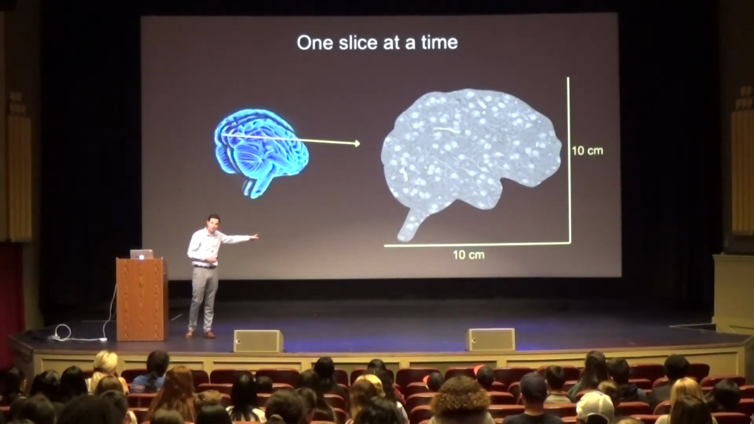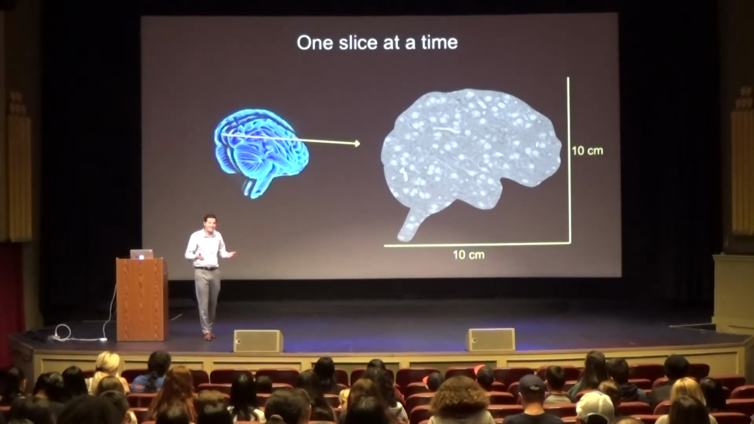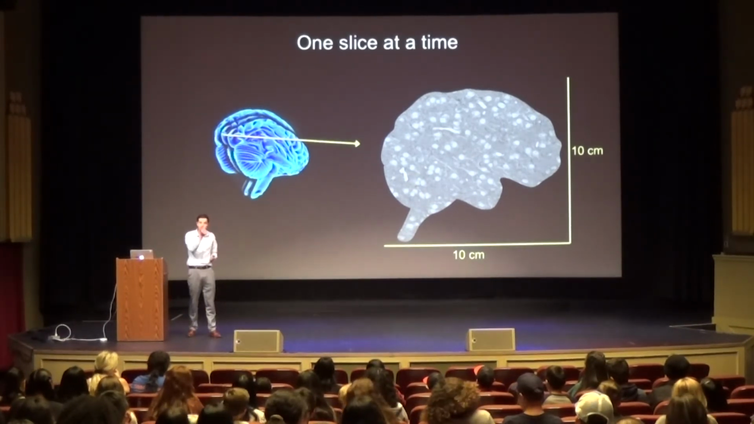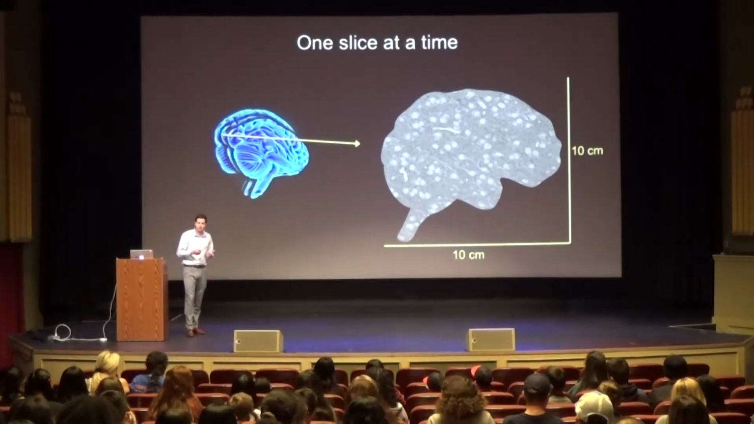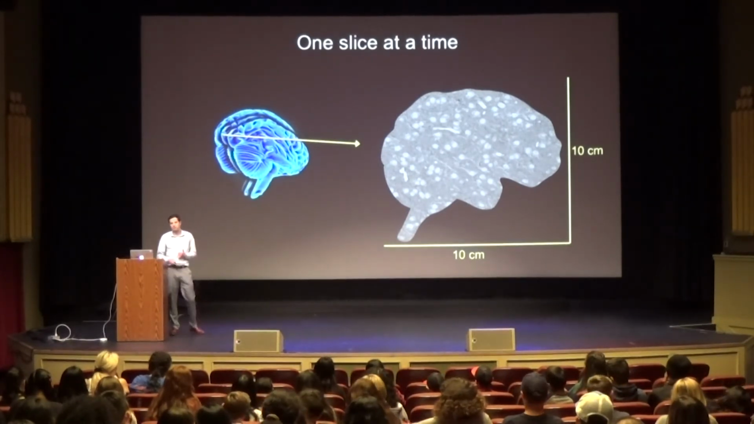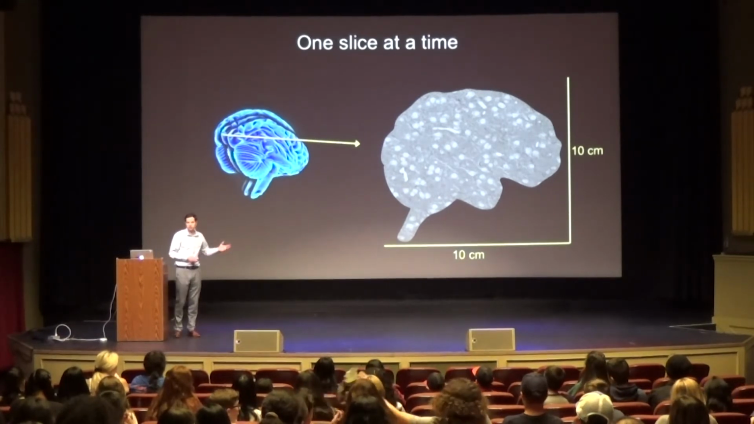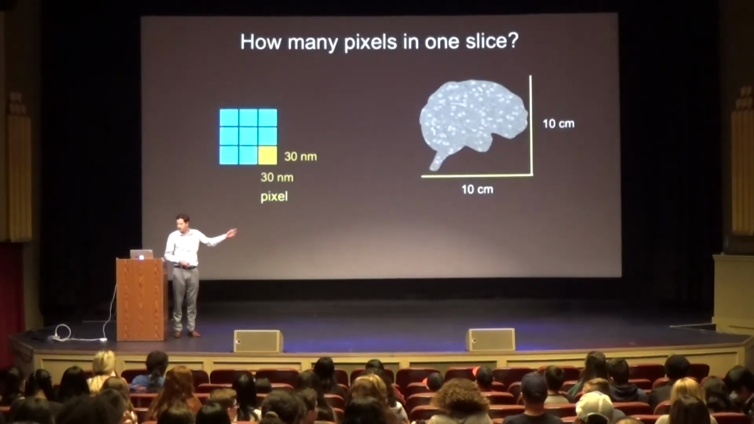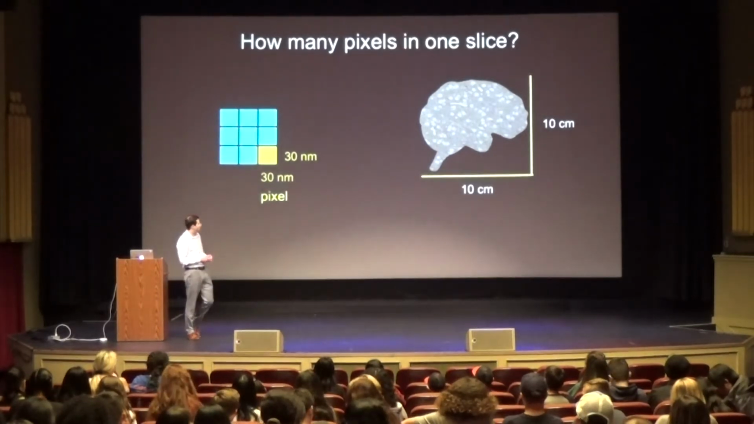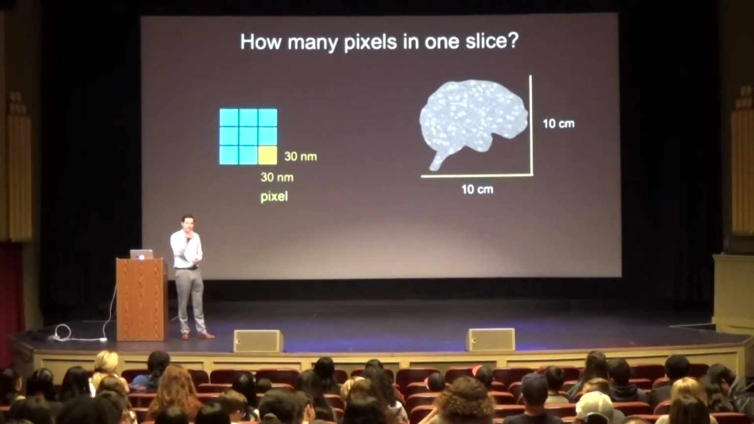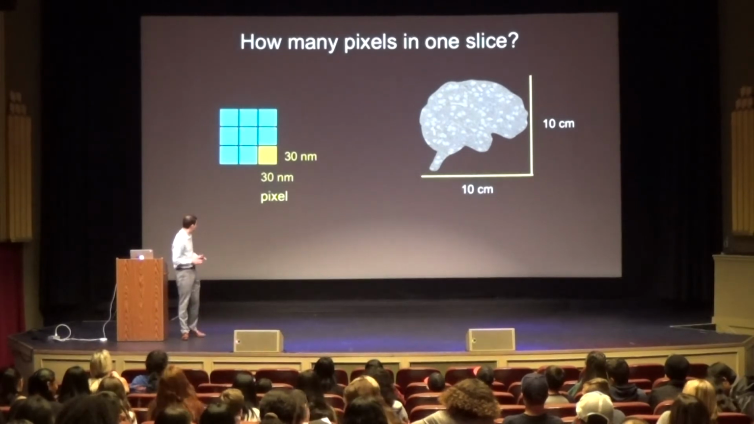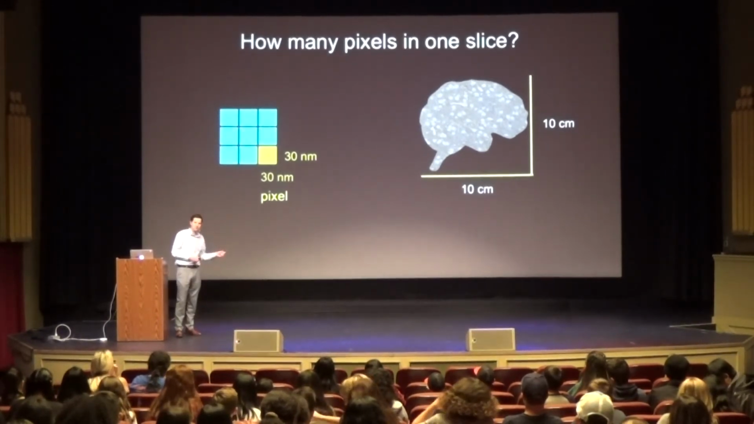So this image on the right is the same as the cat image in the respect that it's made up of pixels. And we have to convert it into zeros and ones so that our computer can understand it. But how many pixels are in this image of a single slice of our brain? Well, in order to figure that out, we have to know how big each pixel is. And it turns out that if your pixel is 30 nanometers, a nanometer is a billionth of a meter, that's of sufficient resolution for you to be able to image all of the cells and all the connections between the neurons.